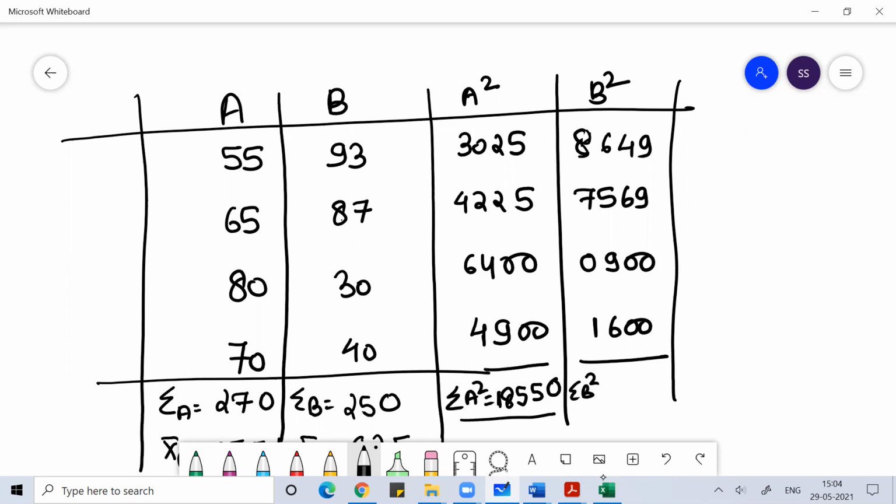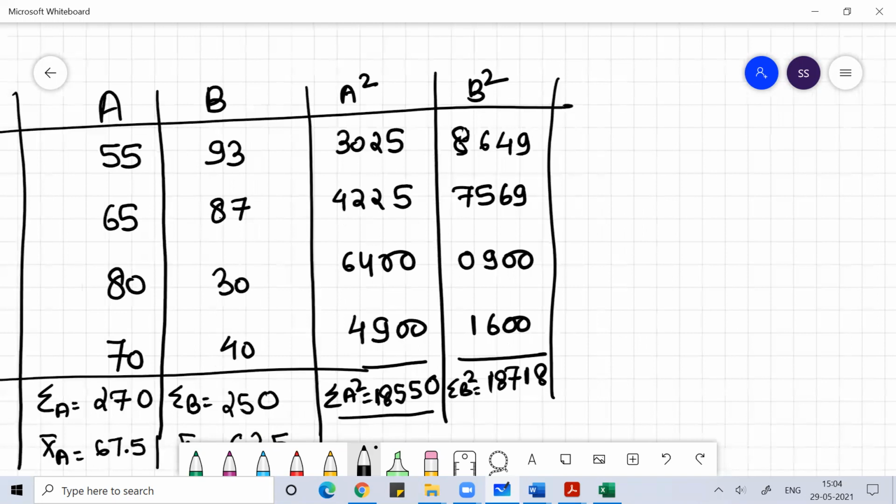Sum of b square, that is equal to 9, 9, 18, 1 carry. Then 11, 11, 1 carry. Then 11, 12, 12, 21 plus 6, 27, 2 carry. 2 carry, no. Then 15, 17, 18. So this is sum of b square. So you get these values. Correct. Just check these values. If there's any error, let me know.